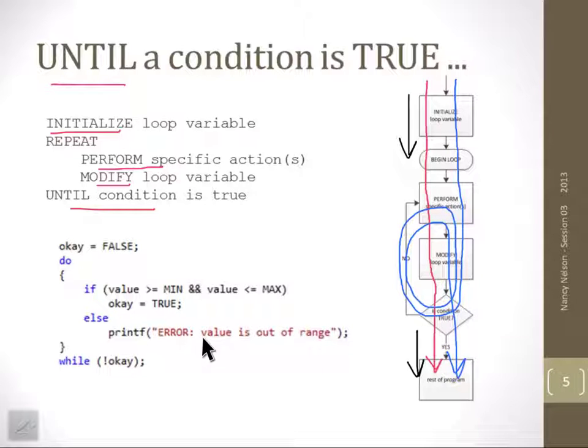Our test says, while it's not OK. So if we say not OK, that means the same as OK is equal to false. So if OK hasn't been changed to true, we're going to stay in the loop. If it has been changed to true, it's going to fail this test and continue on. This particular type, because the test is at the end, is called a post-test. So we had a pre-test with a while loop and a post-test with a do-while loop.